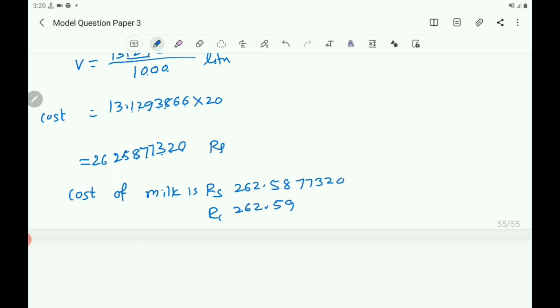That is the end of the question paper, but there is a construction part. Let us do the construction part next.